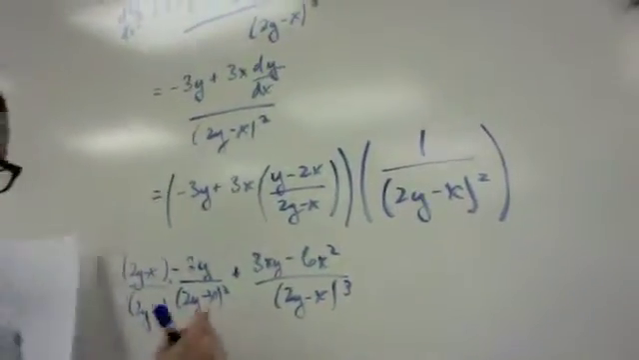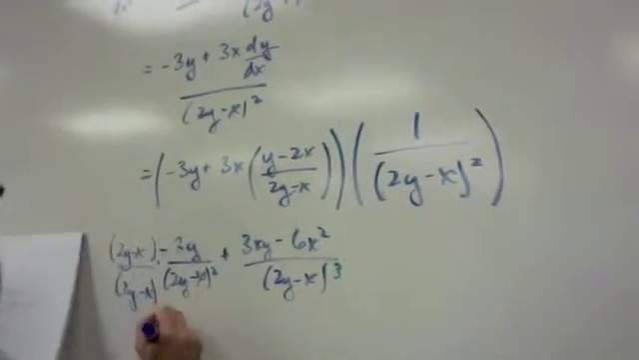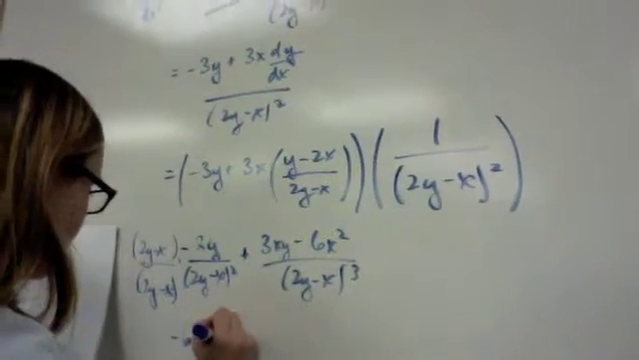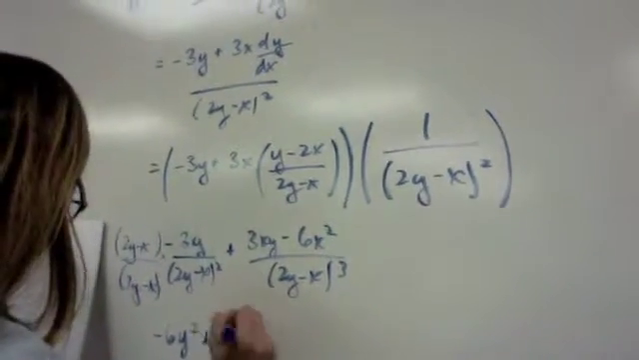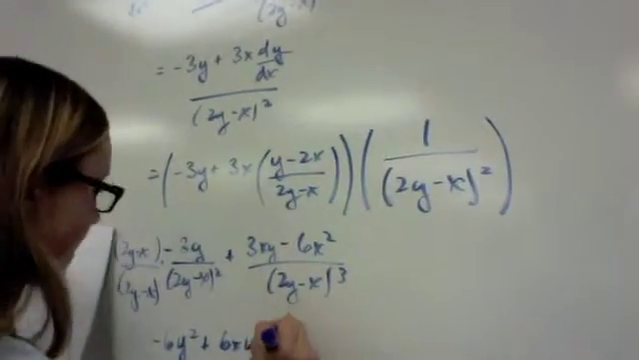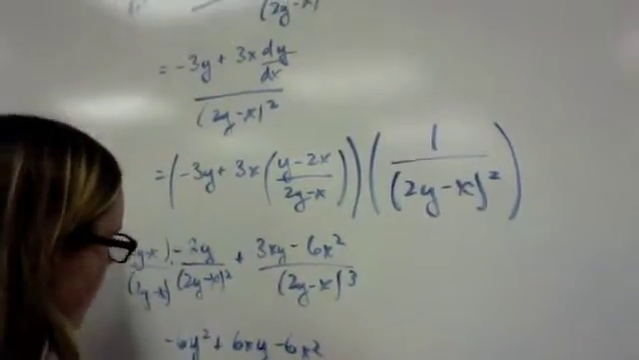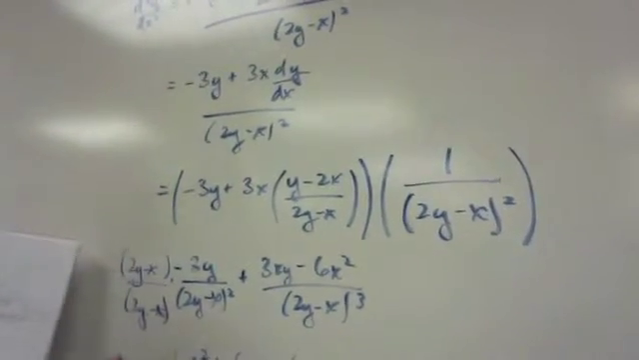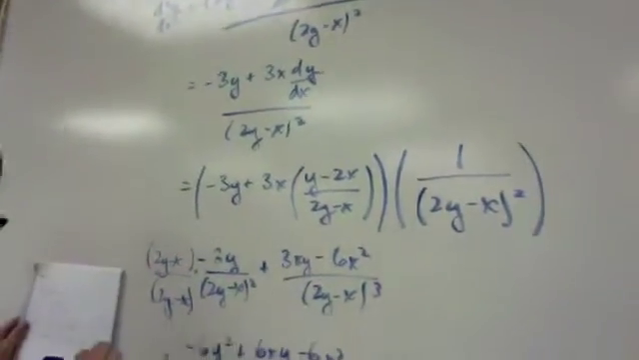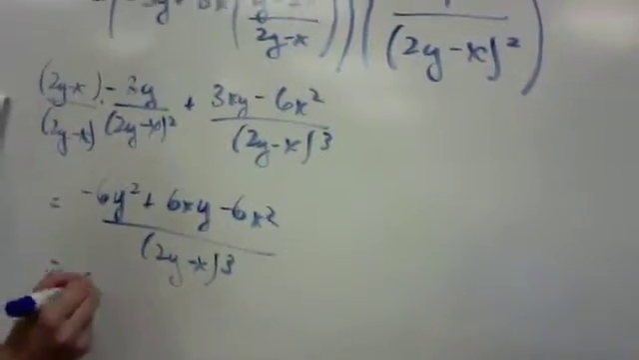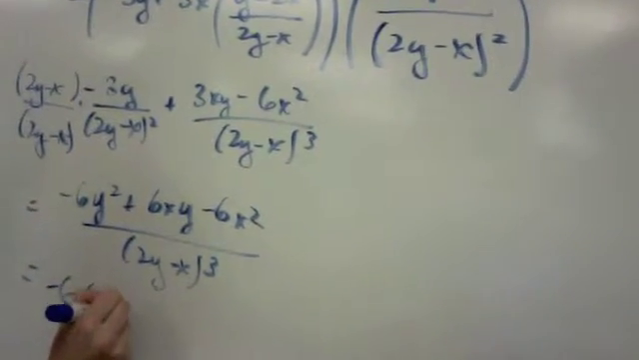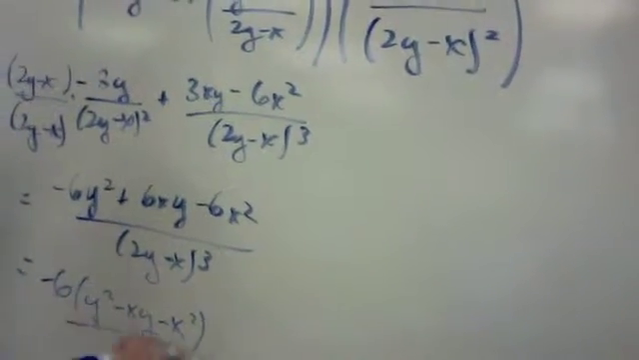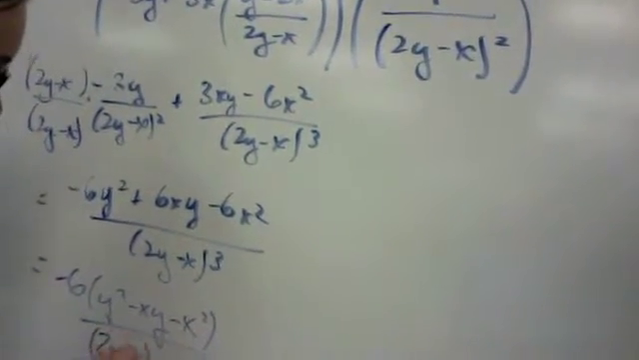So when you add these together after you do that, you're going to get negative 6y squared plus 6xy minus 6x squared over 2y minus x quantity cubed. That was kind of crazy, but when you factor out the negative 6, you are going to get y squared minus xy minus x squared over 2y minus x quantity cubed.